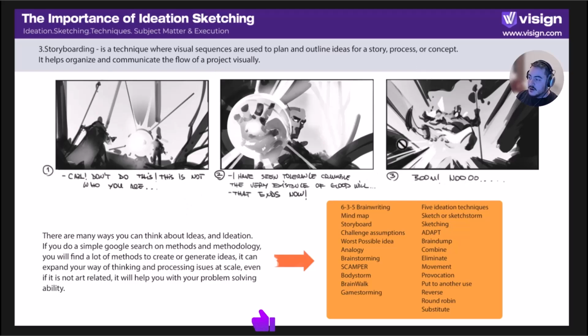But these scenes here are very straightforward and simple. And the way we can communicate to viewers and to people in general is by creating these type of things to help them understand what we're trying to convey. And of course, there are many ways you can think about ideas and ideation. If you do a simple Google search on the methods and methodology, in essence, you'll find a lot of methods to create and generate ideas.